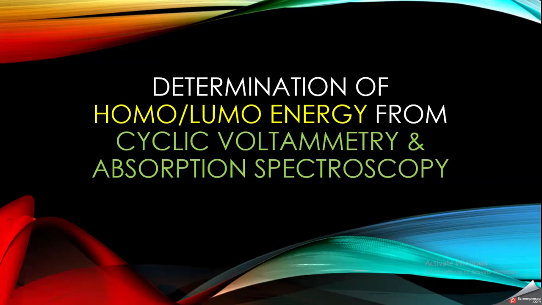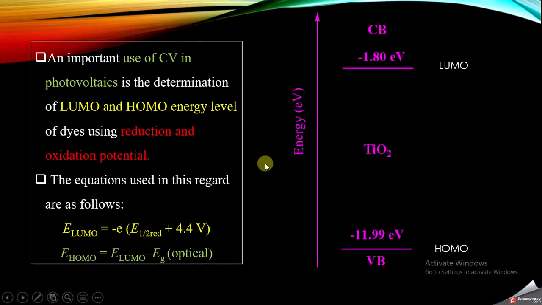Hello students, in this video we are going to see how we can determine the HOMO and LUMO energies from cyclic voltammetry and absorption spectroscopy. Cyclic voltammetry, or CV, is very important in photovoltaics for the determination of LUMO and HOMO energy levels.